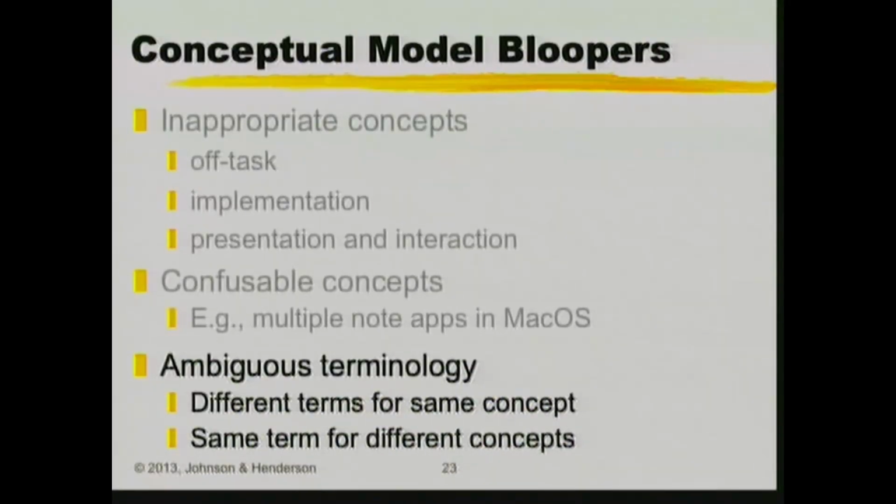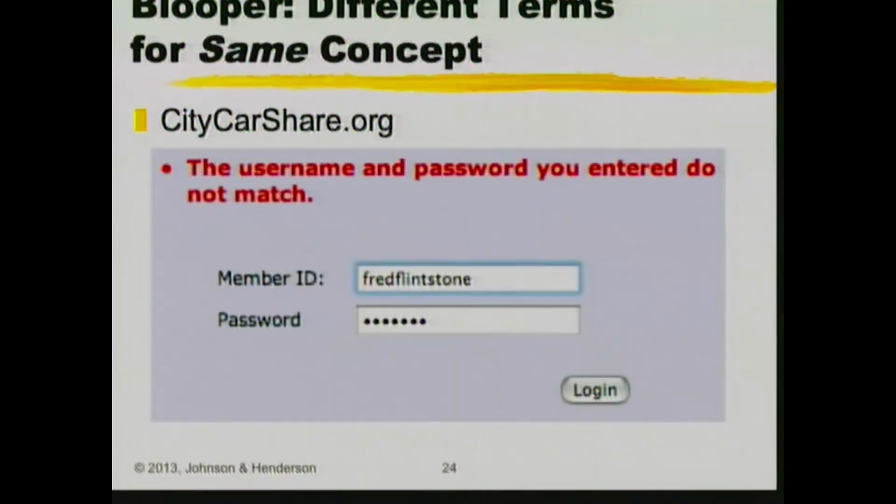And then finally, in terms of bloopers, we have ambiguous terminology, which, as I was saying earlier, remember Carol and Jarrett's phrase, same word, same thing, different word, different thing? You can violate that rule in two different ways: different terms for the same concept, or the same term for different concepts. So here's an example of the first one, citycarshare.org, a website I use a lot. The username and password you enter do not match, member ID, password. What?